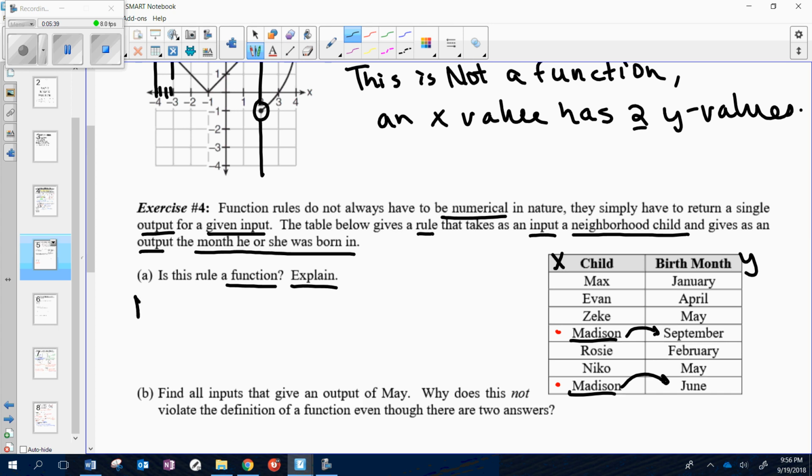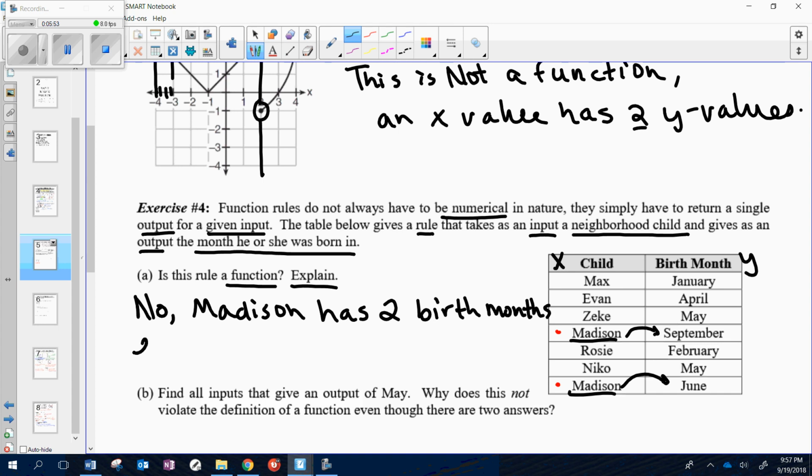I'm going to say no, and the reason is Madison has 2 birth months. Each input does not have one and only one output.